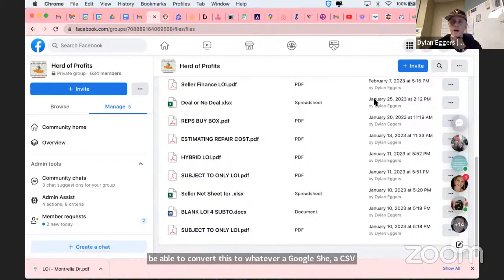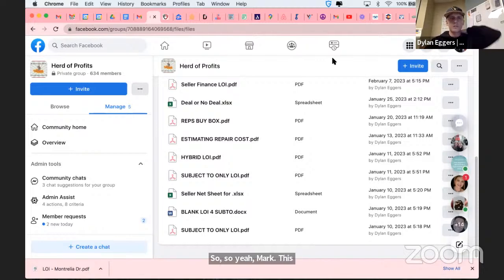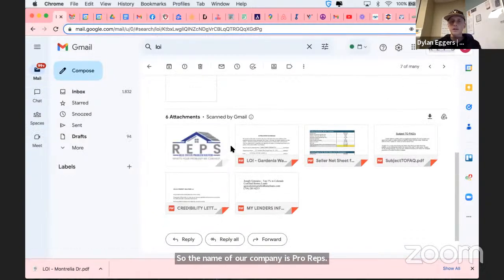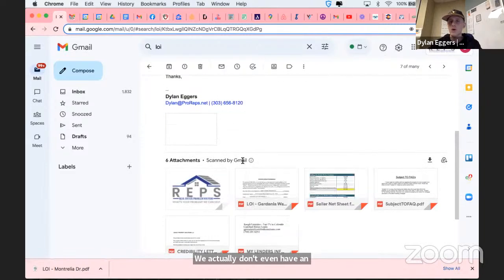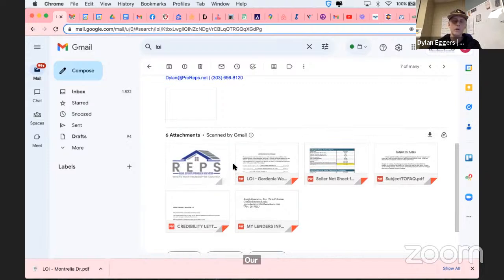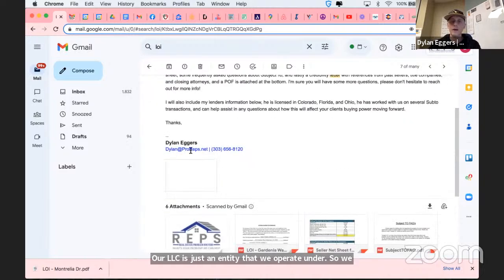Mark says, I noticed that the LLC was different on the LOI than it is being presented on the email. Is that because you deal acquired with the group for reps you do business with, meaning it will get you paid versus the group? So yeah, Mark, this is all about corporate structure. The name of our company is Pro Reps. We actually don't even have an LLC for our business. That's just what we call ourselves. Our LLC is just an entity that we operate under. So we have multiple LLCs. We just call ourselves Reps, which stands for Real Estate Problem Solvers. That's just the name of our business, but our LLC is separate from that.